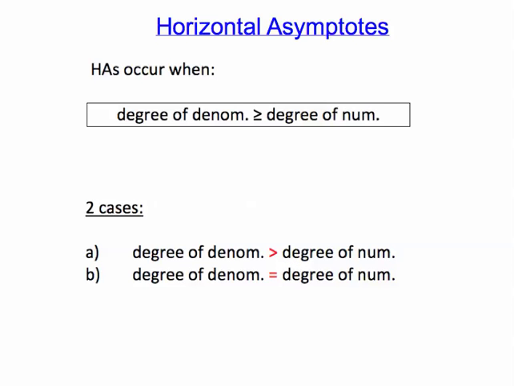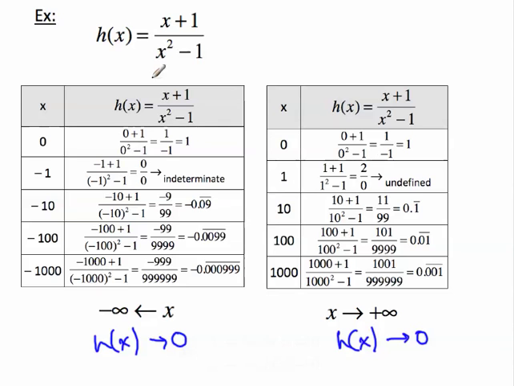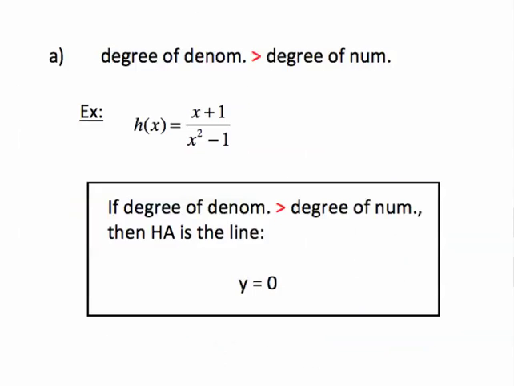Now, the example we saw in the last video was this one. H of x is equal to x plus 1 over x squared minus 1. And as we saw, as x got very large and very positive, or very large and very negative, the denominator got bigger much faster than the numerator, and so the function approached but never got to 0. So when the degree of the denominator is greater than the degree of the numerator, the function is going to approach but never reach 0 in the y dimension.